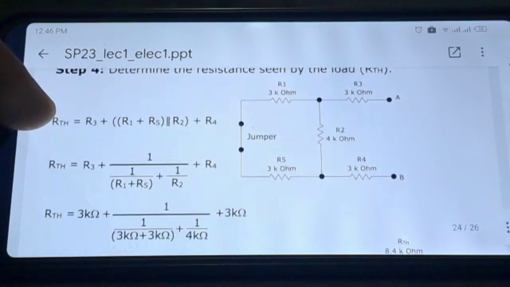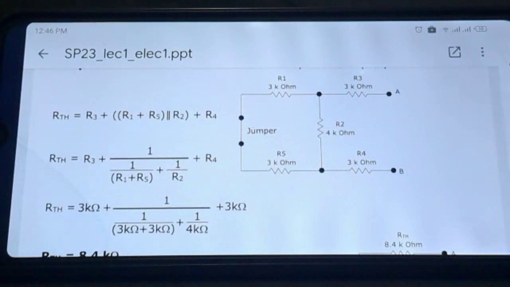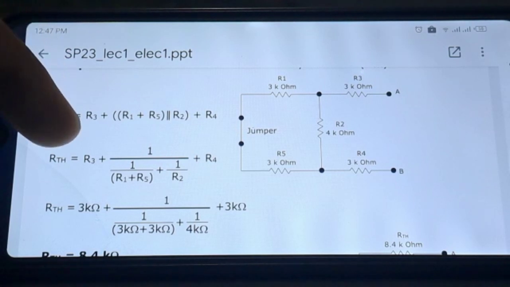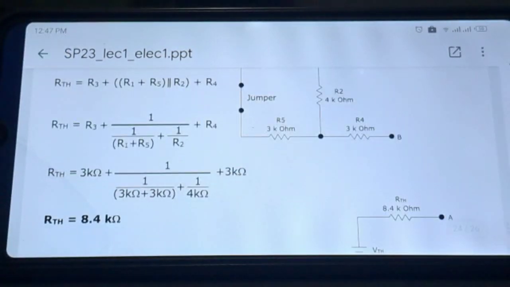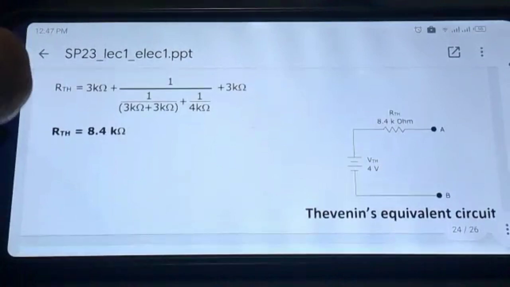Fourth step, determine the resistance seen by the load resistor. Here we see the circuit. So the two resistors are in parallel. Resistor 3, resistor 1 and resistor 5 are in series, while they are in parallel with resistor 2, and the equivalent of all the resistors is in series with resistor 4. So we can apply series and parallel equivalent resistor combinations, and we can find RTH, which means R Thevenin.